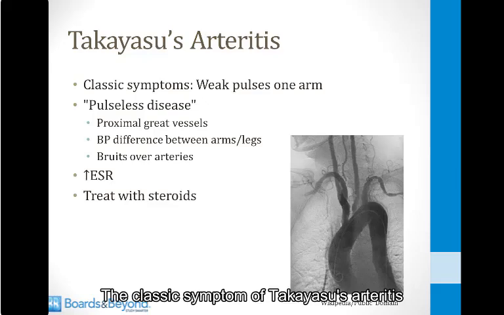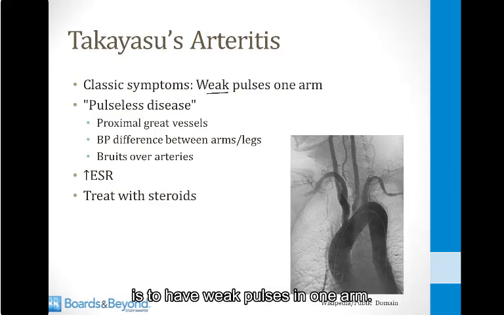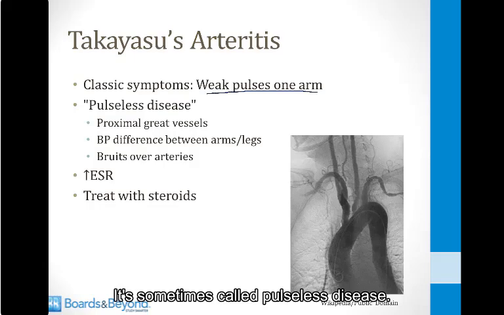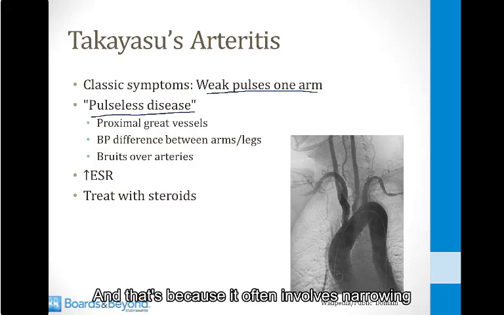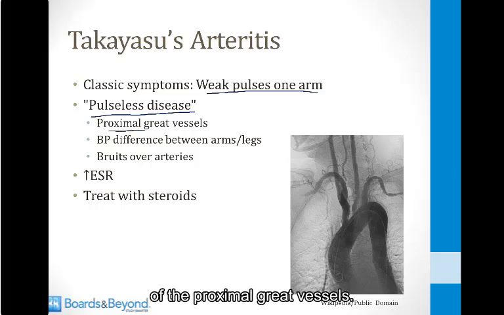The classic symptom of Takayasu's arteritis is to have weak pulses in one arm. It's sometimes called pulseless disease, and that's because it often involves narrowing of the proximal great vessels.